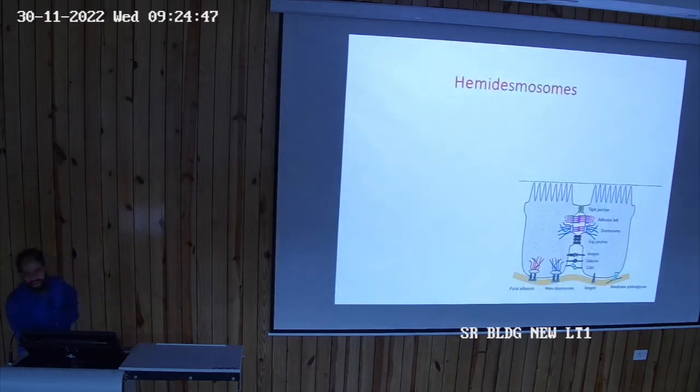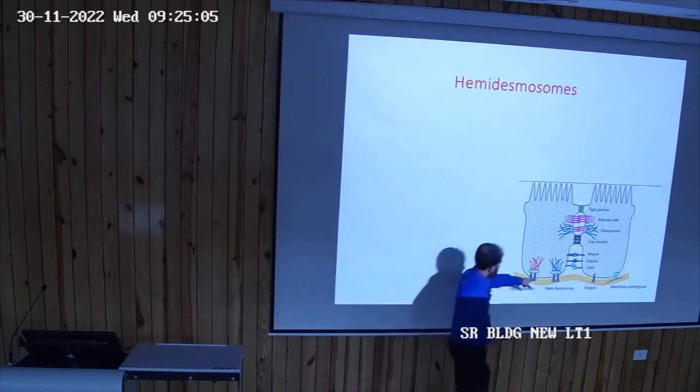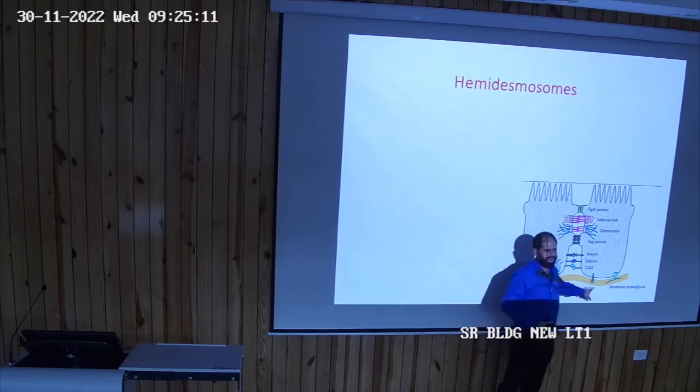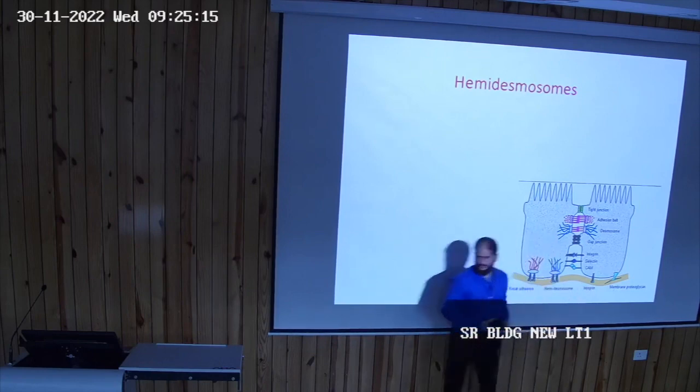So there are other connections. This hemidesmosome was connecting the cell to the basal lamina, part of the basement membrane. So you can see in this structure, this is hemidesmosome. It is connected. The hemidesmosome connection is having a protein called integrin. Integrin protein से connected होता है. Okay.